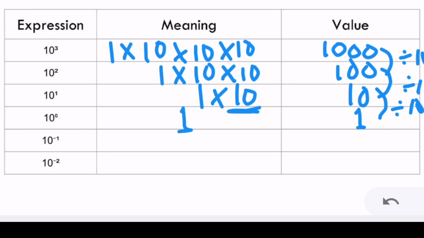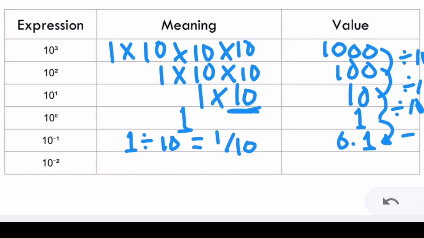So we will do the same thing going from 10 raised to 0 to 10 raised to negative 1. In 10 raised to 0, we have 1. Now, to get 10 raised to negative 1, we divide by 10, to follow the same idea. So we will now have 1 over 10, and its value is simply 0.1. Connecting this to our observation a while ago, 1 divided by 10 is also equal to 0.1.